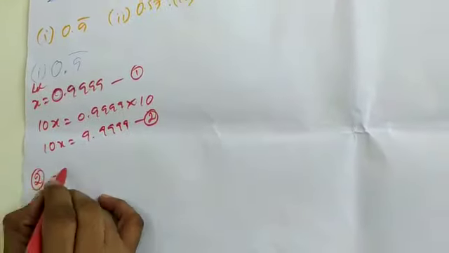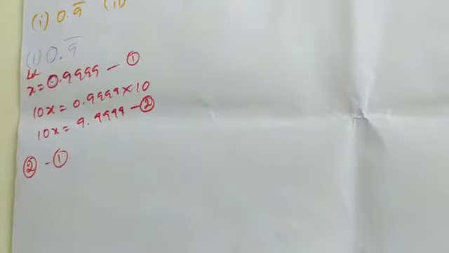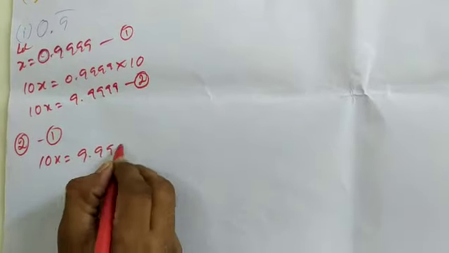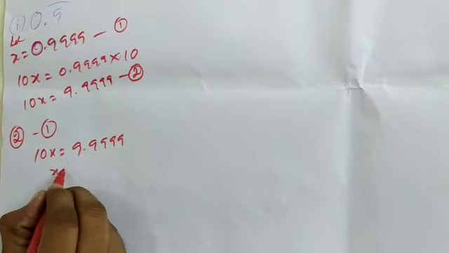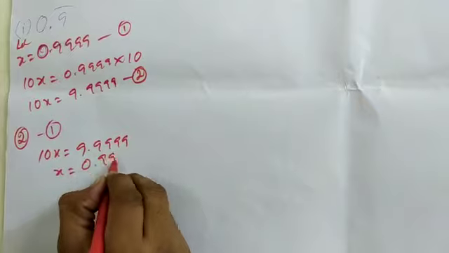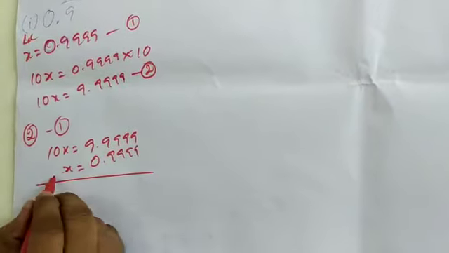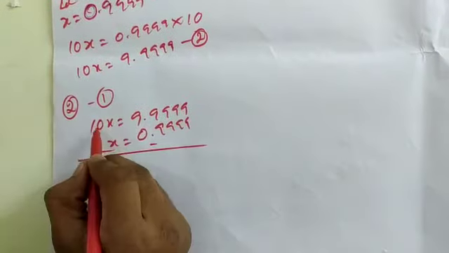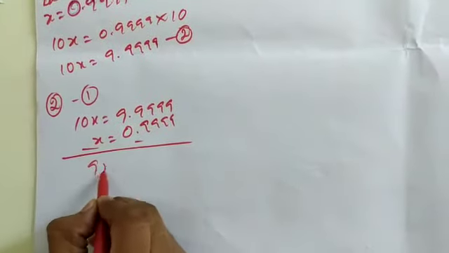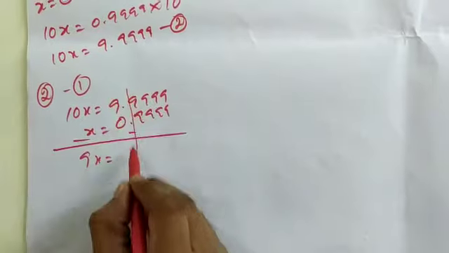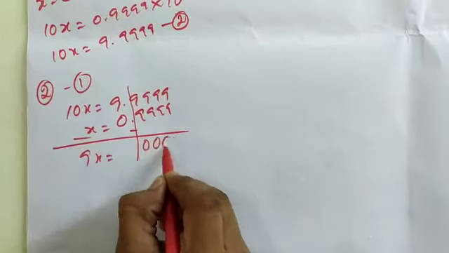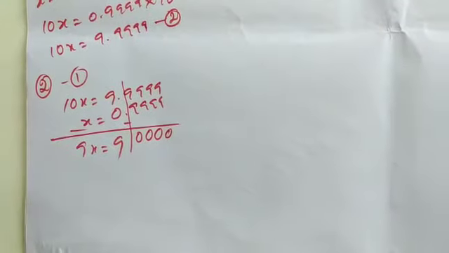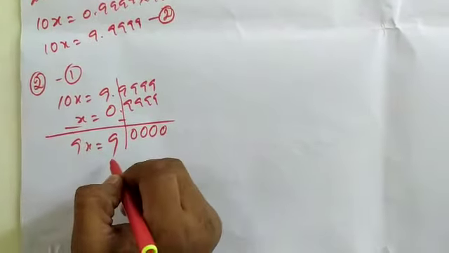Therefore equation 2 minus equation 1. Equation 2 is 10x equal to 9.999, and x is equal to 0.999. Subtracting, 10x minus 1x is equal to 9x. Here 9 minus 9 is 0, 9 minus 9 is 0, each digit after the point gives 0, and 9 minus 0 is 9.